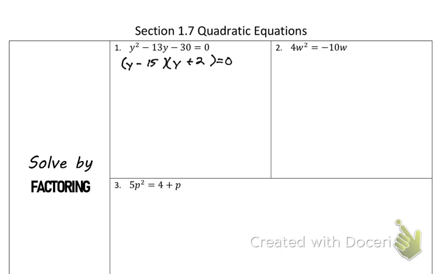We have to realize that this is something times something equals 0. You have something called the zero product property. The zero product property says if you have a chain of things being multiplied, if it equals 0, at least one of those things has to be 0.